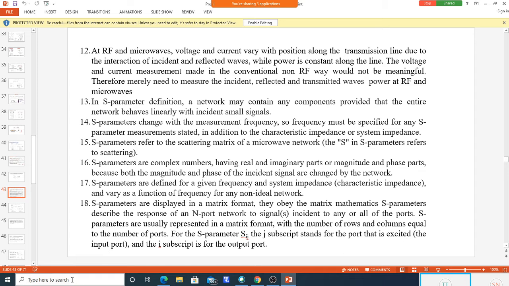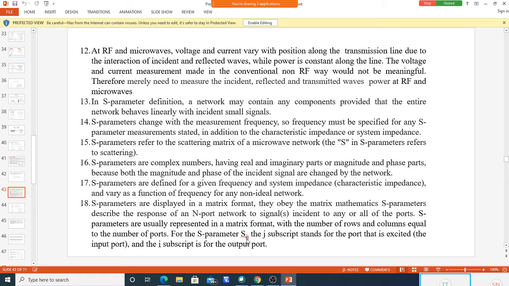That is the incident port, and the I subscript is for the output port. See here, usually the S parameters are represented using Sij. What is this J? J represents the incident, excited port. Excited means incident. And I represents the output port. The second subscript represents the incident port, and the first subscript represents the output port. For example, S12: 2 is the incident port, and 1 is the output port.